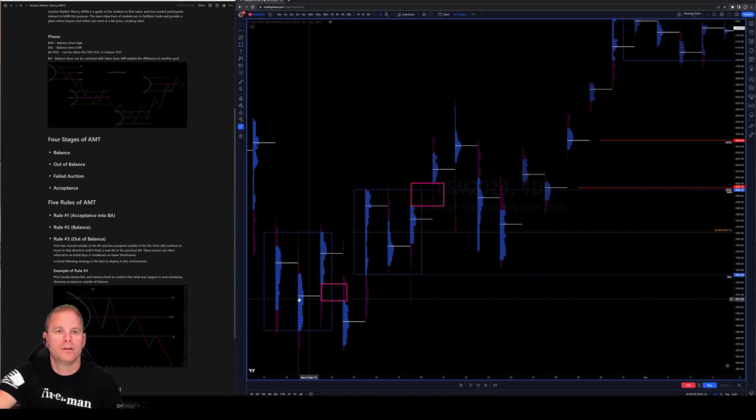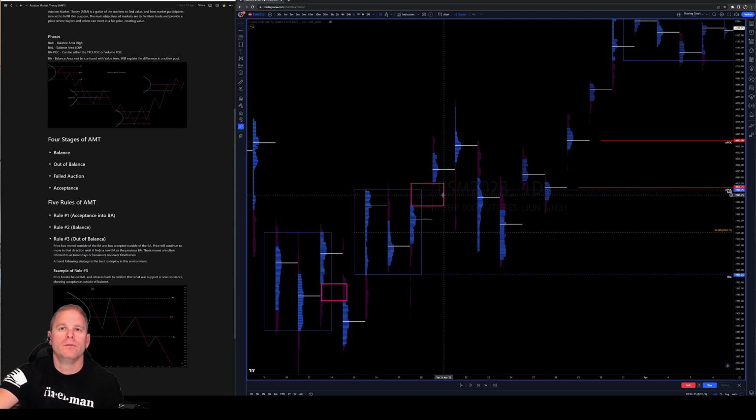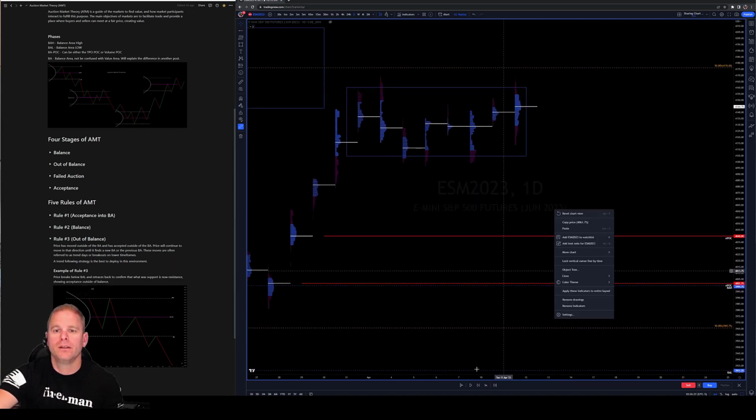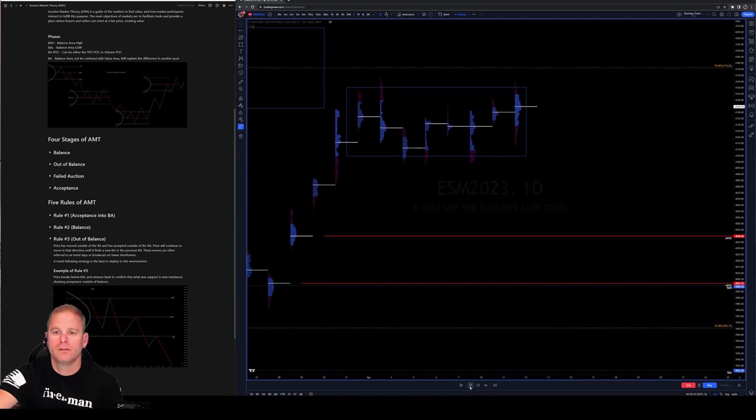Because these three are imbalanced, overlapping. Next day, we broke it. These days here, you can see the same thing. You have overlapping value. You don't have overlapping value. And then if we actually go to ES current day, let's go ahead and turn the replay off.